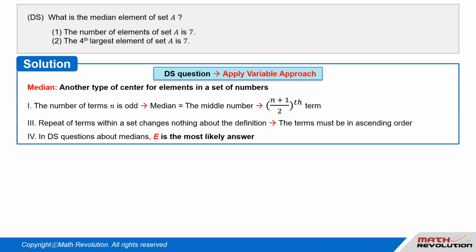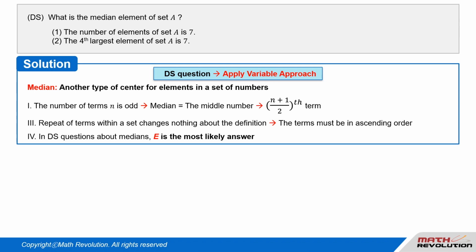The median is another type of center for elements in a set of numbers. 1. If the number of terms in a set is odd, the median is the middle number. When n terms are in a set and n is odd, the median becomes the (n+1)/2 term. 2. If the number of terms is even, the median is the average (arithmetic mean) of the two middle numbers in the set.